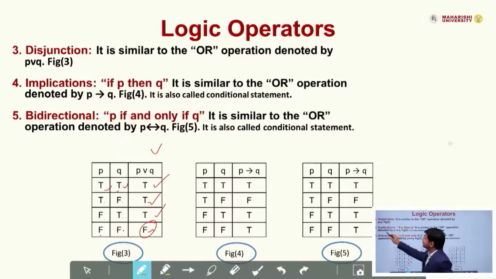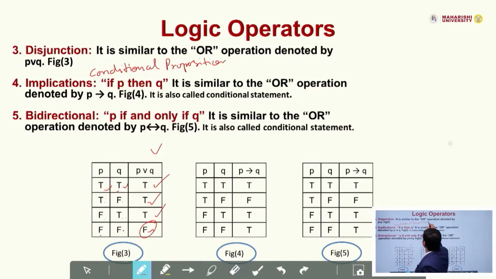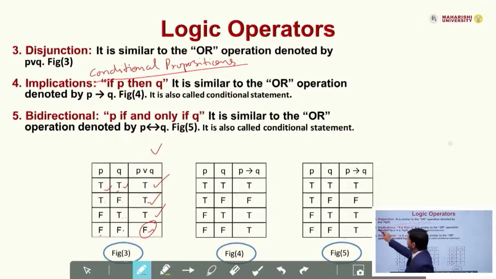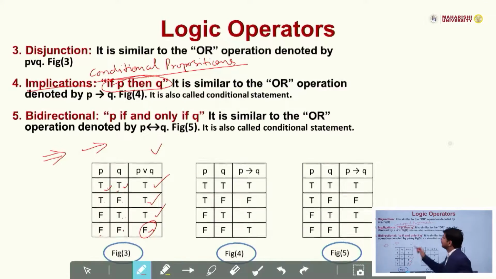The next ones are also known as conditional propositions. What are they? Implication, which is represented by the implies sign, right? So what is implication? If P then Q, if P then Q. P represents Q.